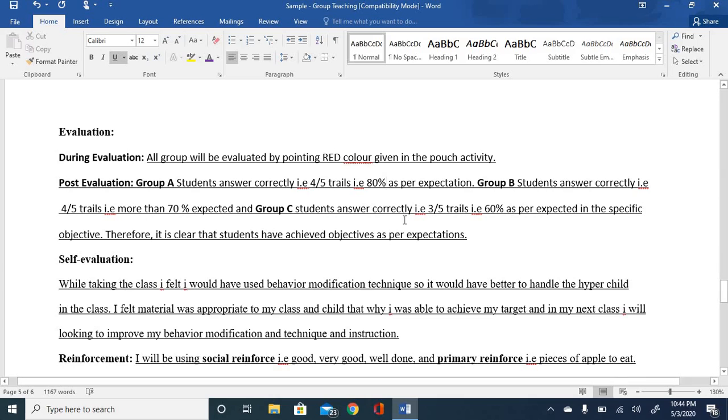Then group C answered correctly 3 by 5 trials. That means out of 5 he has done 3 times correctly. That means 60%. This is as per my expectation. Therefore, it is clear that students have achieved the specific objective as per my expectation, which is mentioned in the specific objective. You need to be very clear.